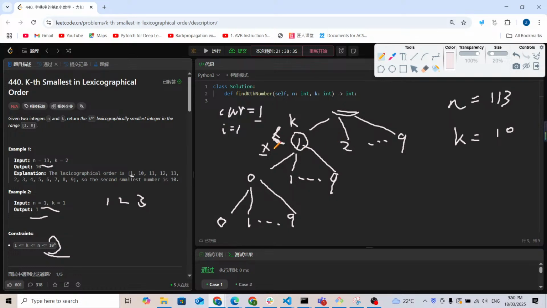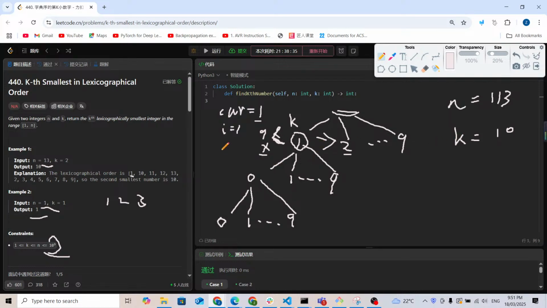Yeah, so for example, k equal to 10, but from here we only count a 9. So this means from the 10th number, it's going to be this number 2. It's going to jump to the next.